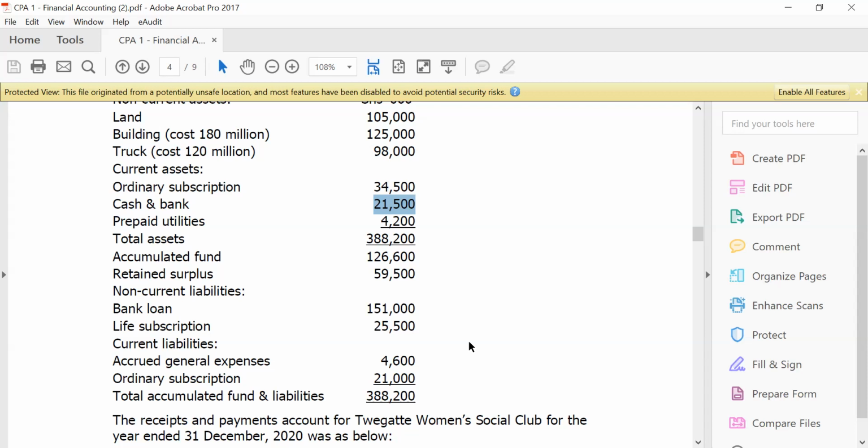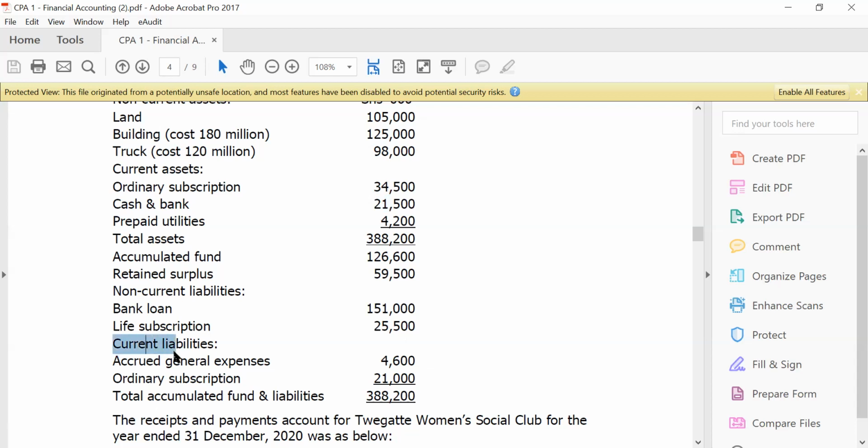So year two, they will still recognize 1 million. And what will remain under the non-current liabilities for the club is 8 million. Year three, they recognize another 1 million and they reduce what is under liabilities, which will be 7 million. So it will continue like that until all the money is done under the life subscription. So we are going to see how that one also works.